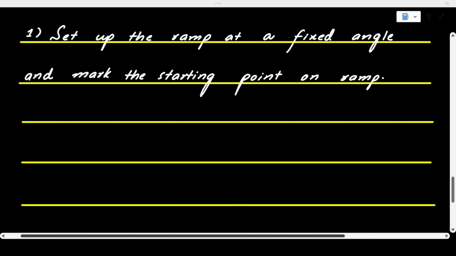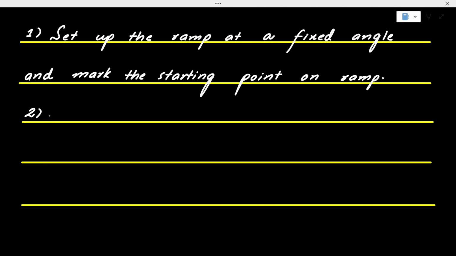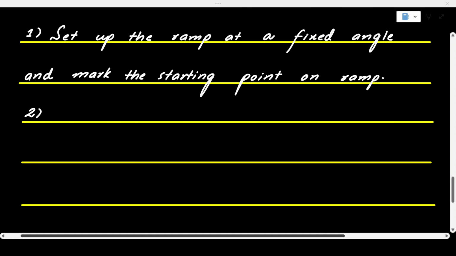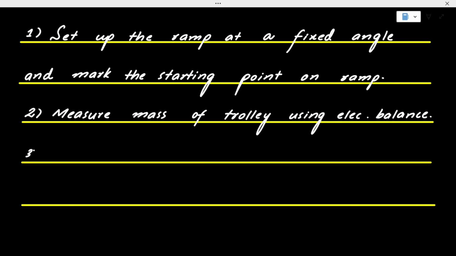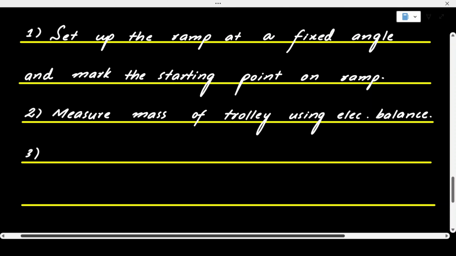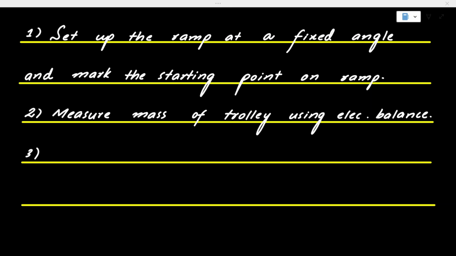After this, we measure the mass of the empty trolley. Whenever you write in the procedure about taking a measurement, you need to tell the instrument that would be used to take the reading. So I'm going to measure the mass of the trolley using the electronic balance.